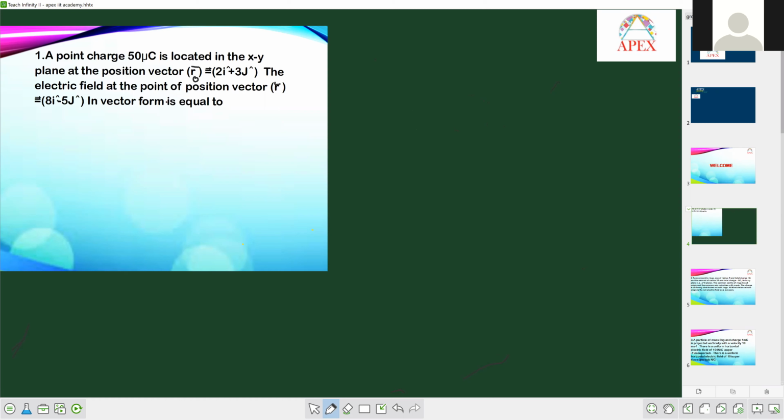See here in the question it is given that a 50 microcoulomb charge was given. It was placed at which point? 2, 3. The coordinate point for that is 2, 3, but it was written in the form of vectors only. So what is the position of charge here? Position of charge can be taken as 2 i cap plus 3 j cap. Here how much charge was placed? 50 microcoulomb, that is 50 into 10 power minus 6 coulomb. That much charge was placed at this particular point.